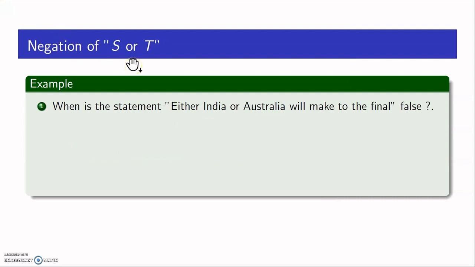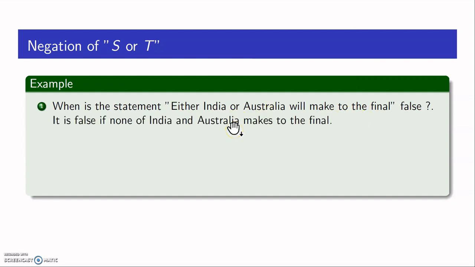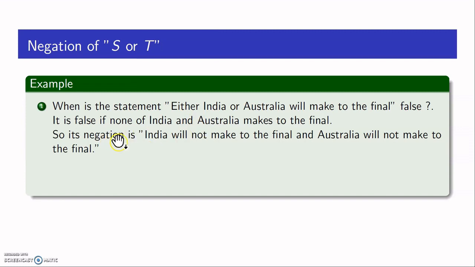Negation of a disjunction S or T. Now if I have the statement, either India or Australia will make it to the final, is false. When is this statement false? It will be false if none of the teams, India and Australia, make it to the final. That means both the statements are false. So its negation is India will not make it to the final and Australia will not make it to the final.